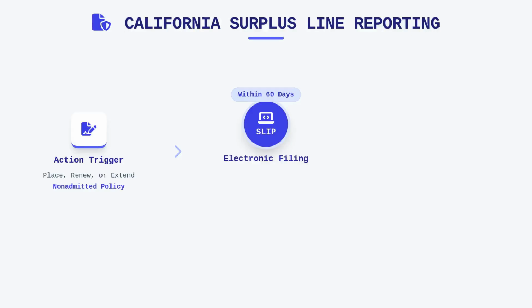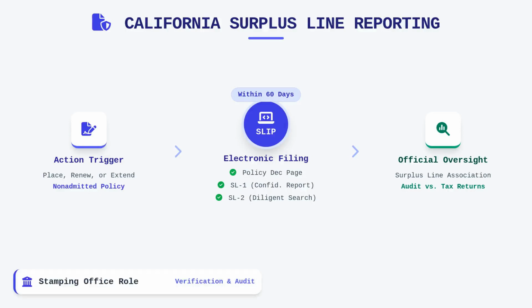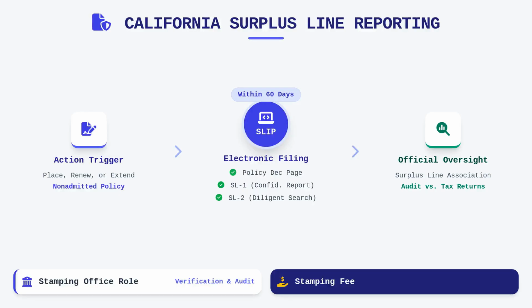This filing must include essential documents such as the Policy Declarations page, the Confidential Report of Placement, known as the SL-1 form, and when applicable, the SL-2 Diligent Search Report. The Surplus Line Association acts as the official stamping office for the state, auditing these SLIP submissions to verify that the premium data matches your eventual tax returns. In addition to the state tax, transactions processed through this system are subject to a separate stamping fee, which currently sits at 0.18% of the premium.